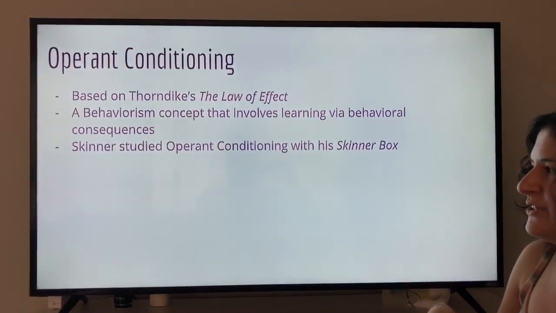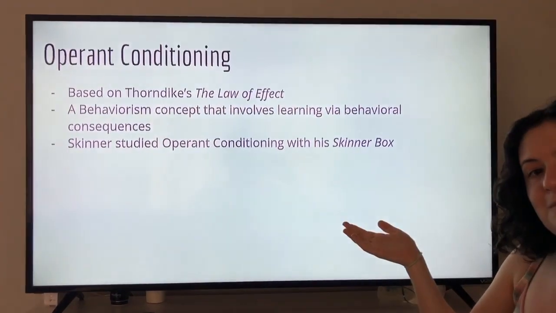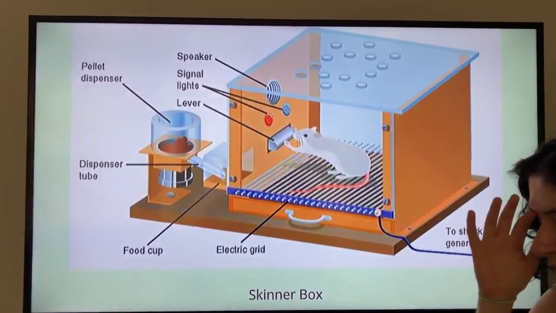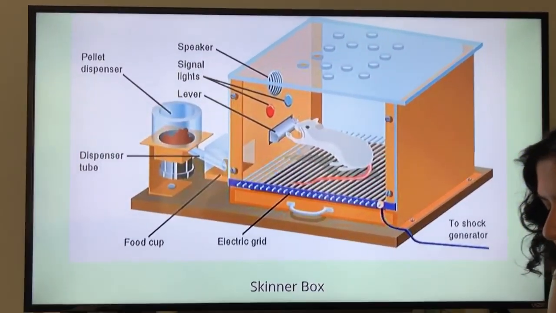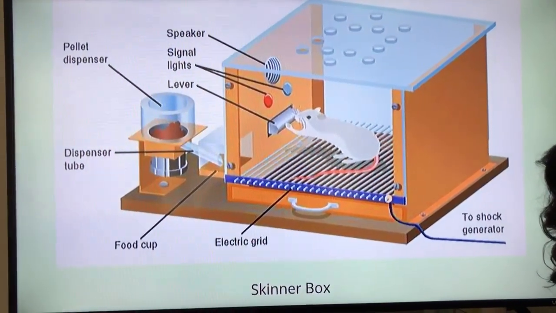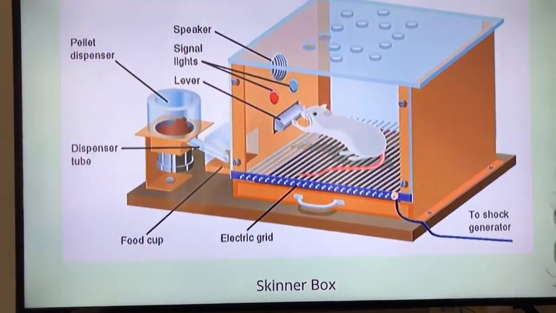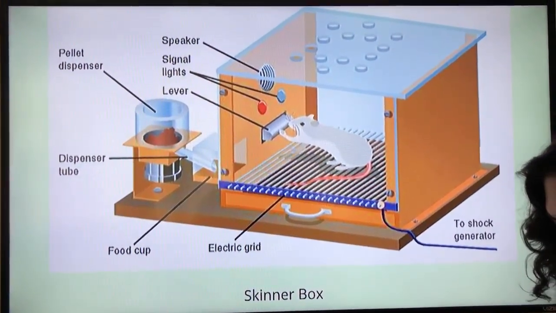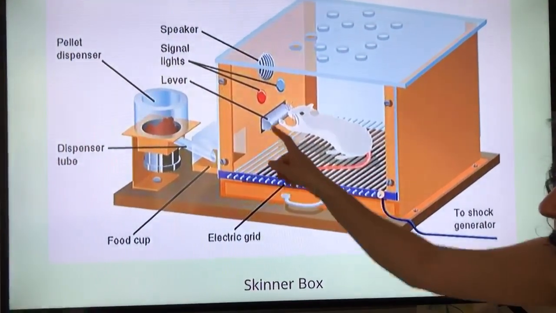Skinner studied operant conditioning with his Skinner box. So this is Skinner's Skinner box. And right now we're going to learn about positive reinforcement and negative reinforcement. So Skinner showed how positive reinforcement worked by placing a hungry rat in his Skinner box. The box contained a lever on the side, and as the rat moved about the box, it would accidentally knock the lever, right here.